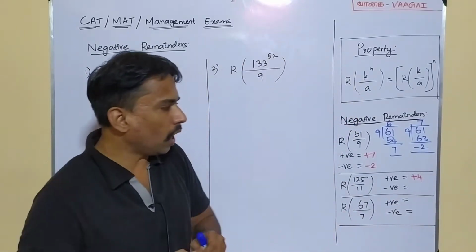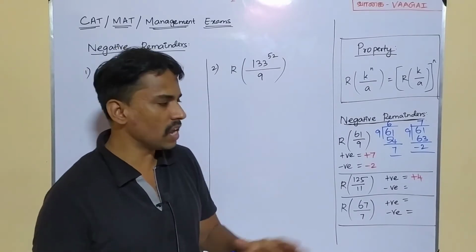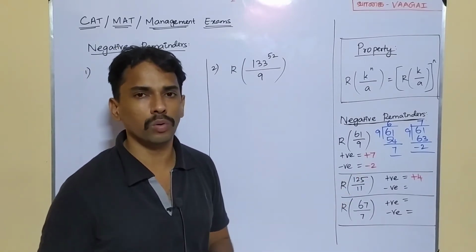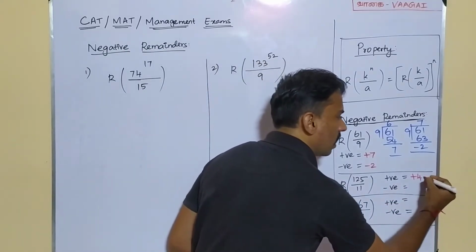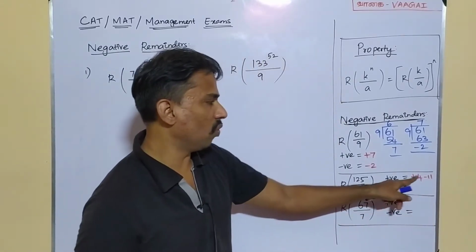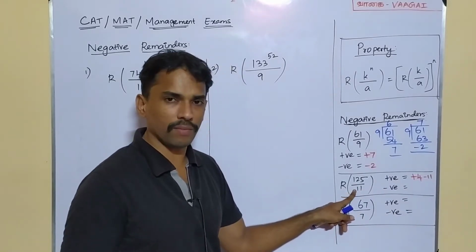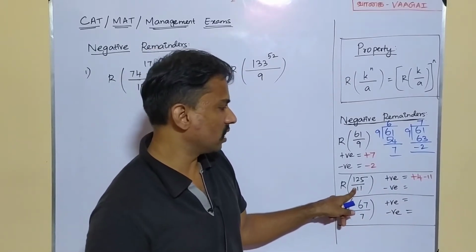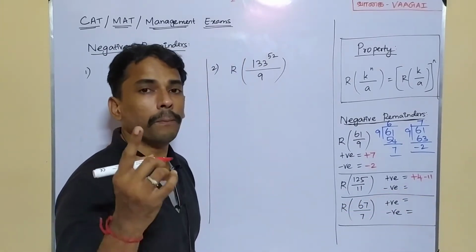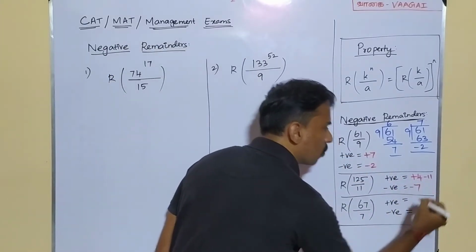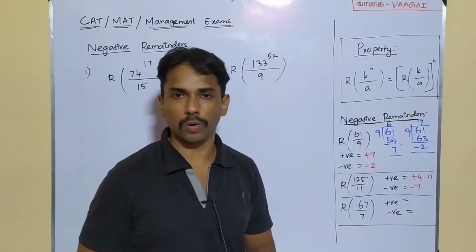And if I want to find the equivalent negative remainder, what should I do? With this plus 4, I should just subtract 11. So plus 4 minus 11. Why? Because I am dividing by 11. My 11 is the divisor, right? So plus 4 minus 11, I will get minus 7, and that minus 7 is the equivalent negative remainder. Is the process clear?